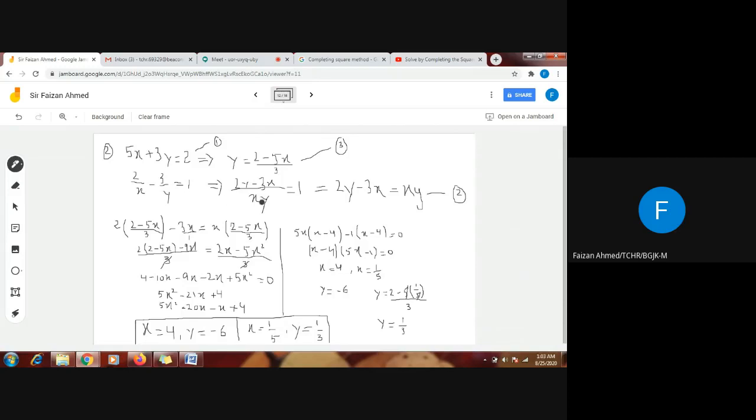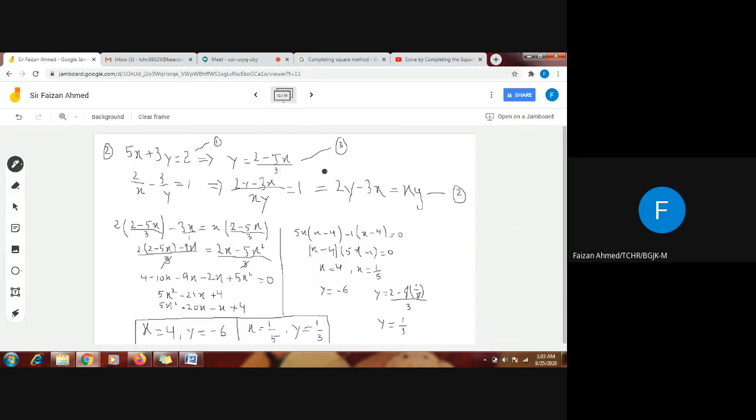I have taken xy as my LCM, and the numerator will be 2y minus 3x equals to 1, and then this xy will go on this side and it will get multiplied. 2y minus 3x equals xy, this will be my equation number 2. This is my linear equation, so I will choose this linear equation and I will make y as my subject. When I make y as my subject, this 5x will move on the other side. 2 minus 5x upon 3 will be my equation number 1, and it is the value of y.